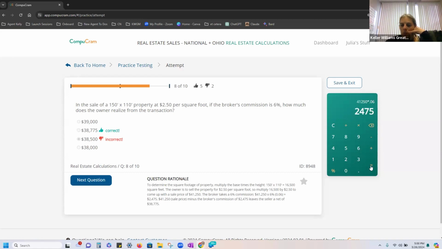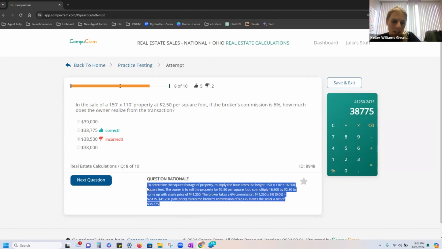equals $2,475. So then you want to do the $41,250. So the sale price minus the commission is what the owner obtains from the transaction. So 41,250 minus 2,475 equals, and that gets you $38,775.